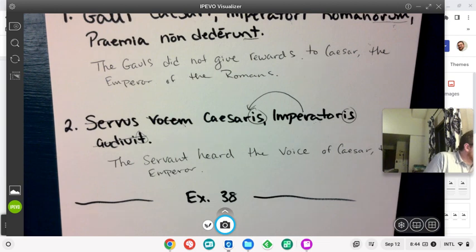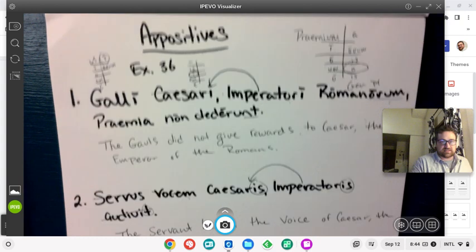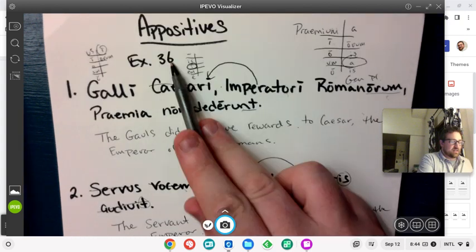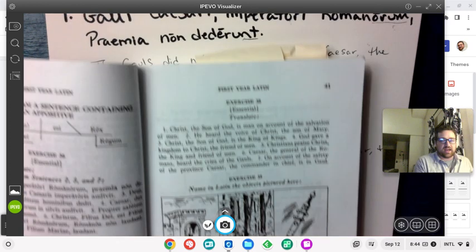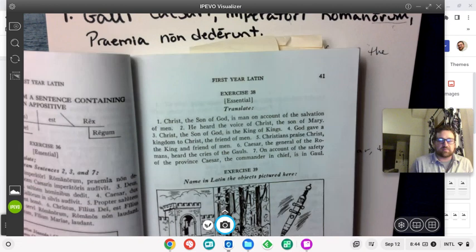All right. There are what looks like 8 sentences in exercise 36. And so I've done a quarter of them for you. And then we're going to move on to exercise 38 now, which has some English to Latin.